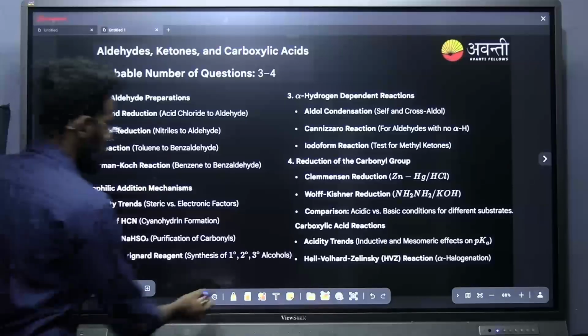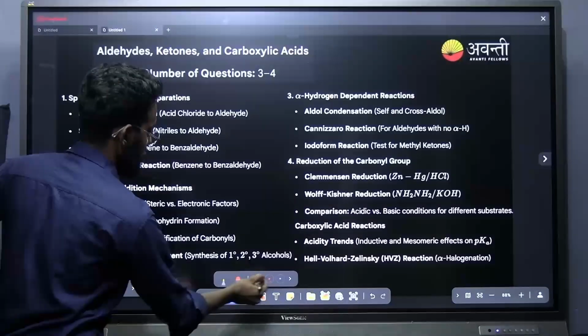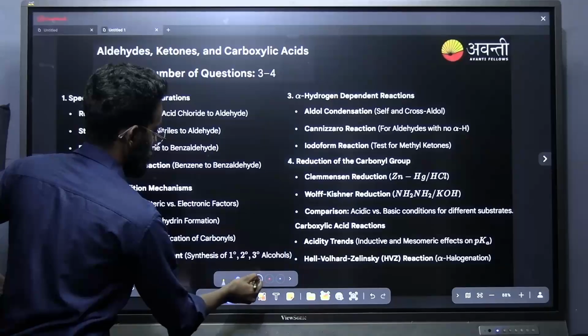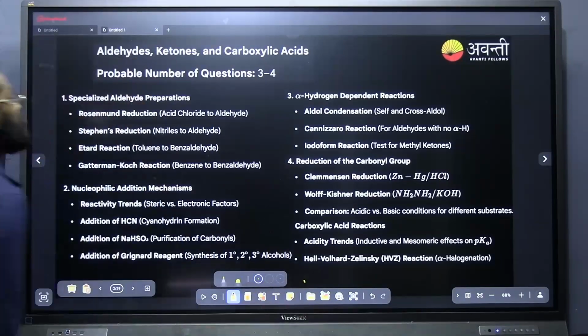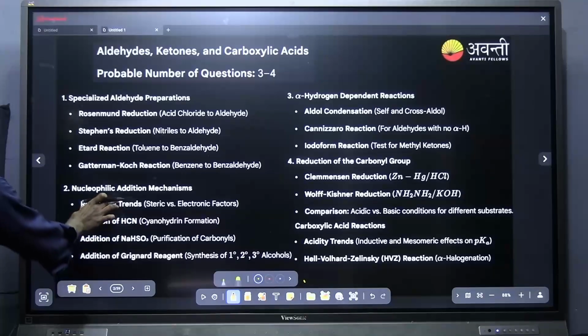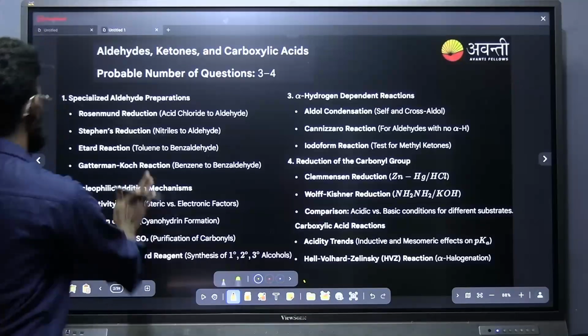It is a very big part, as all of you know. You don't need to cover everything in this chapter. You can focus mainly on these portions.